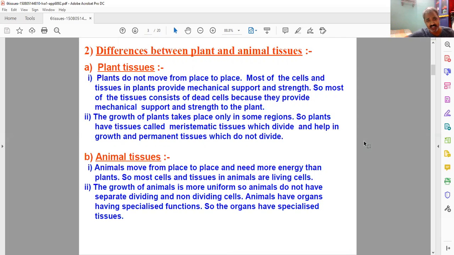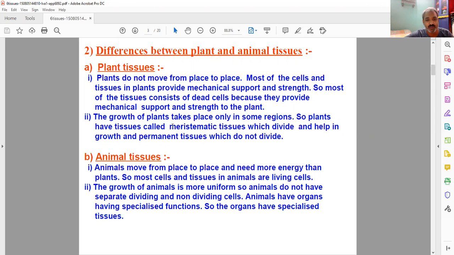Now the second slide shows the difference between plant tissue and animal tissue. Plant tissue does not move from place to place. Animals can move from place to place. They need more energy, and plants need less energy. Plants remain stationary, so they provide mechanical support and strength to stay at one place, so they can face all the natural problems provided by the environment.